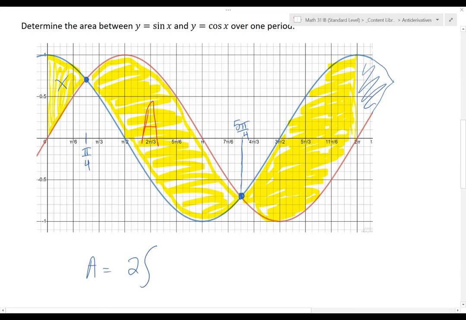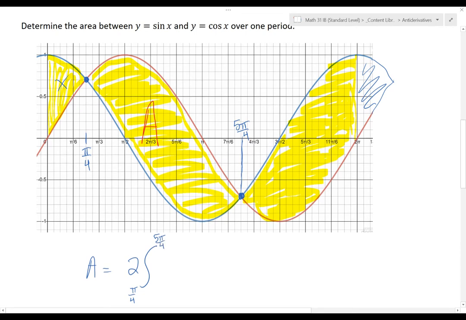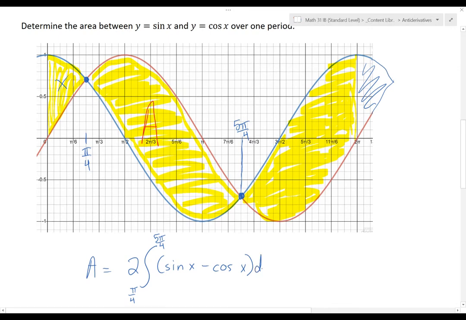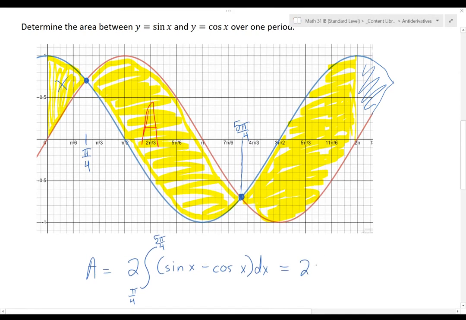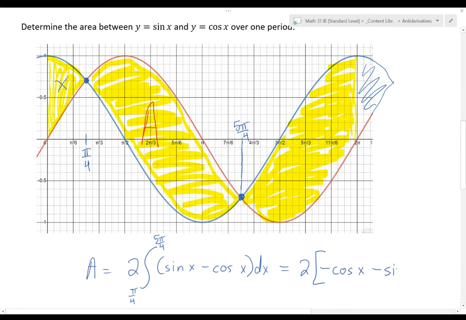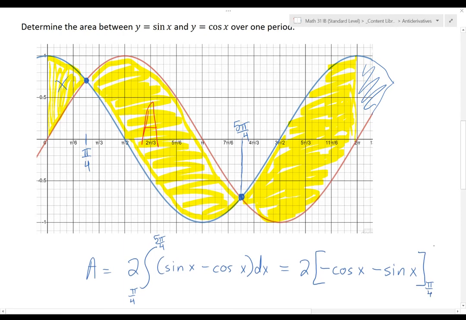So my two intersection points that are relevant here, the area is going to be 2 times the integral from pi over 4 to 5 pi over 4. And the top function in this interval, the red one, is the sine function. So sine x minus cos x dx. So 2 times the antiderivative of sine x, which is negative cos x, minus the antiderivative of cos x, which is sine x.